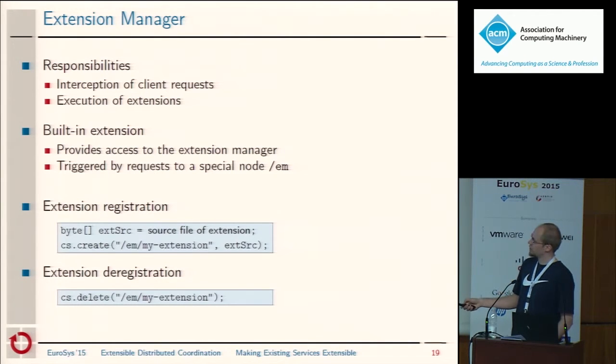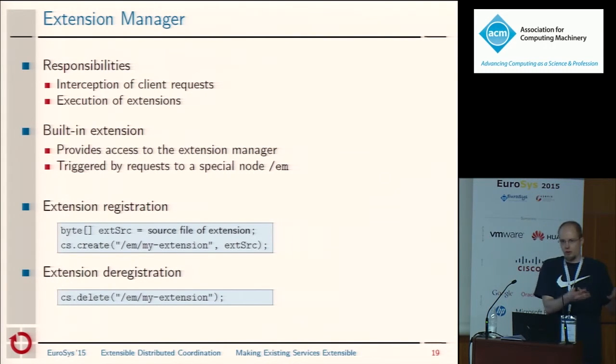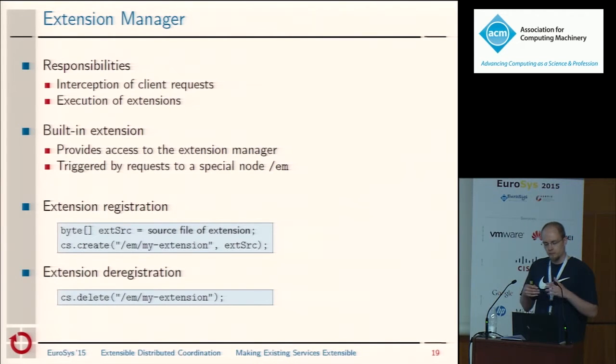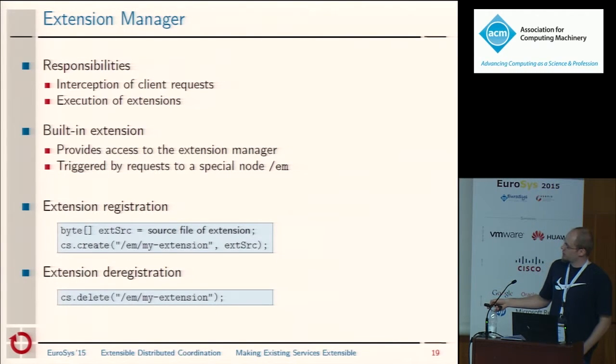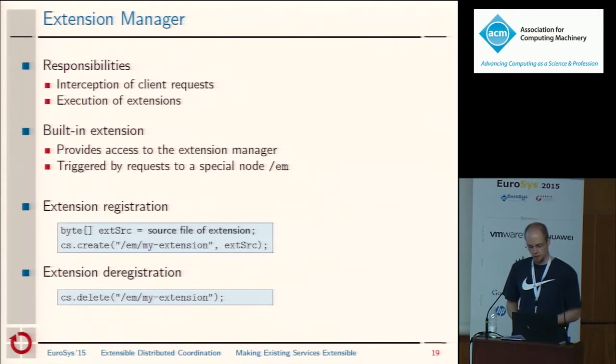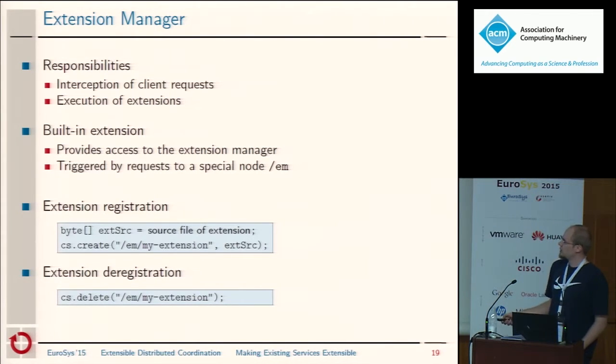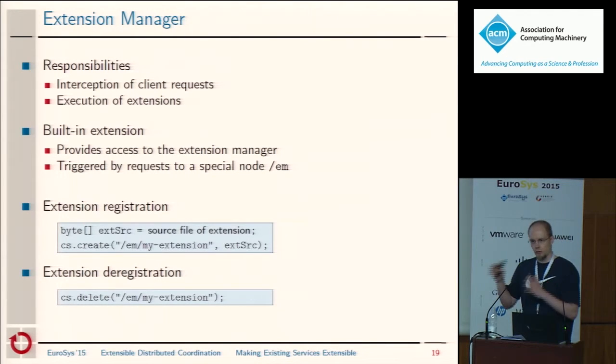So the client takes the source file and creates a subnode of this /em node, just like a regular node. So for the client, there is no difference. We don't need a separate method to actually register an extension. But due to the fact that we create a subnode of this /em node, the built-in extension will be triggered and it will take care of actually registering the extension. For extension deregistration, basically the same thing, no additional method necessary. All the client needs to do is to delete the subnode it has created earlier, and the built-in extension will take care of removing the extension from the service.